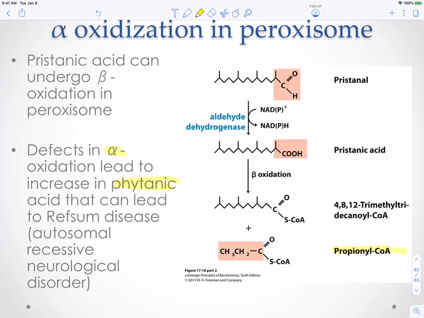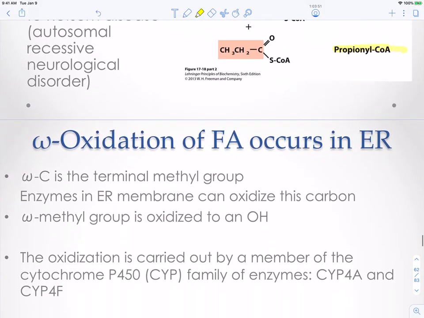Defects in alpha oxidation lead to increases of phytanic acid, and this can lead to a disease, Refsum disease, which is a neurologic disorder. And this is an autosomal recessive genetic disease.